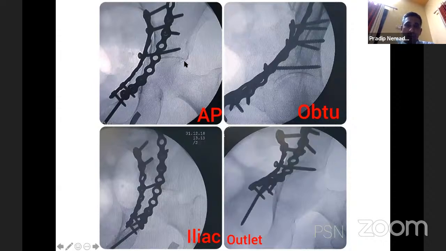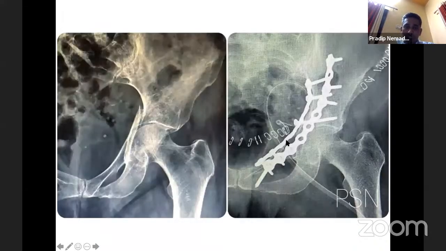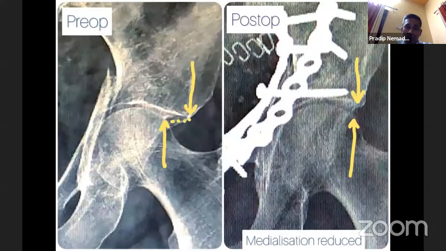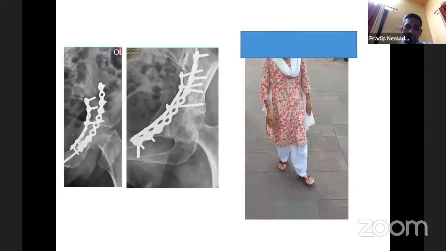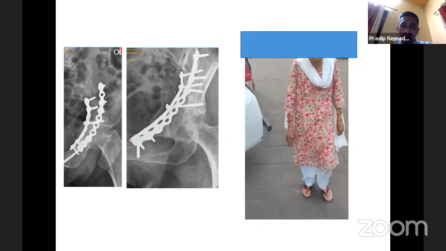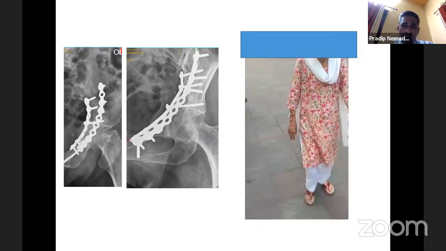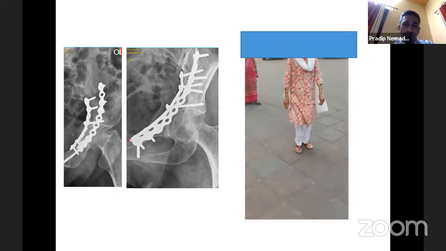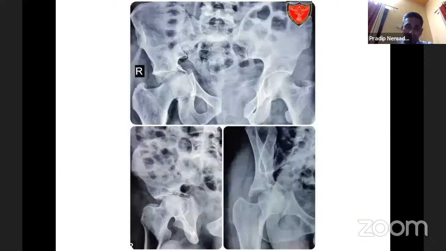The most important is this subchondral buttress screw. So that's a subchondral buttress screw. And then we can see that this pre-op medialization has been reduced. This is the pre-op medialization, and that is the lateralized hip post-op. And this patient at healing, around, I think, 1 year post-op, is walking independently, pretty confident, and we can salvage the hip even at this age.